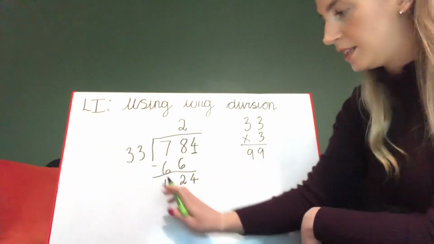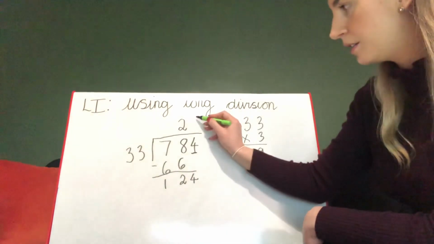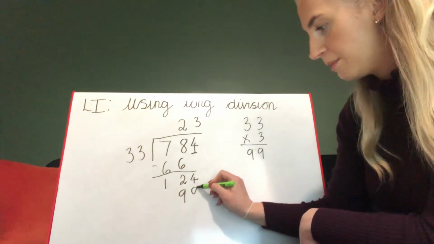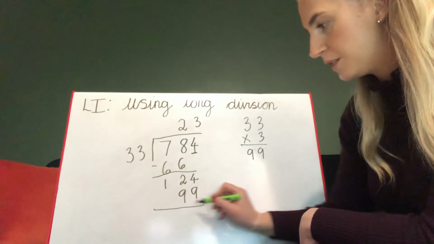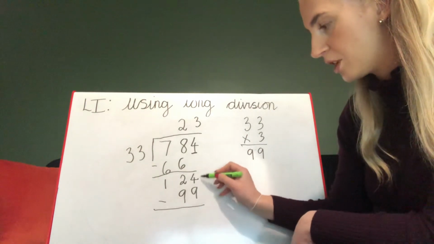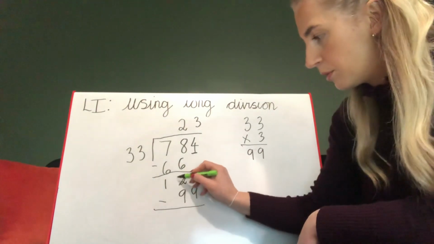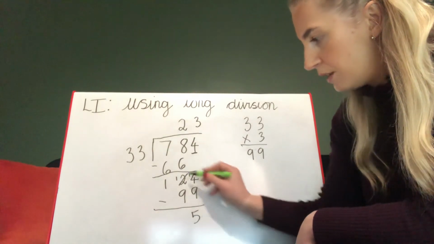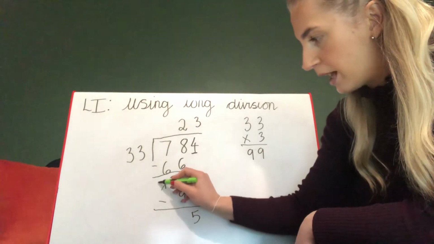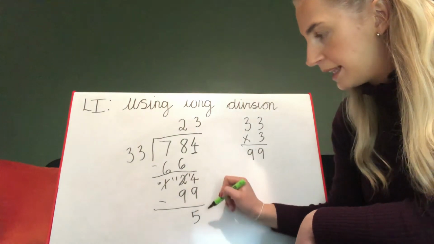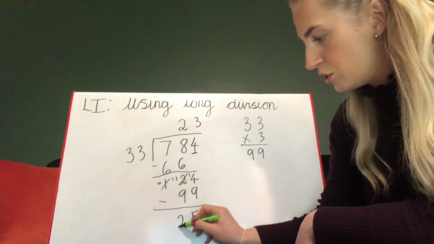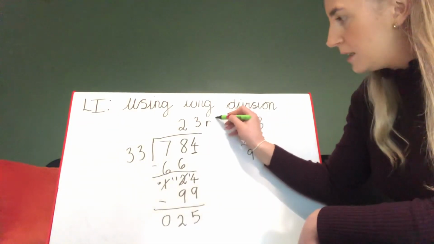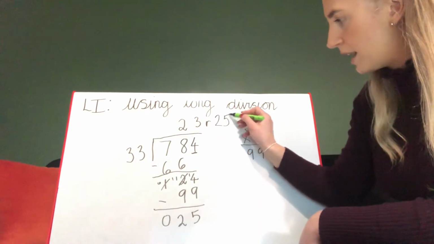So 33 fits in 124 3 times. And to calculate my remainder, I write my 99 underneath my 124 and we do a subtraction. 4 take away 9, well we're going to have to borrow 1. 14 take away 9 is 5. 1 take away 9, we're going to have to borrow 1 and make it 11 take away 9, which is 2, and we've got 0 there. So it's 23, remainder 25.